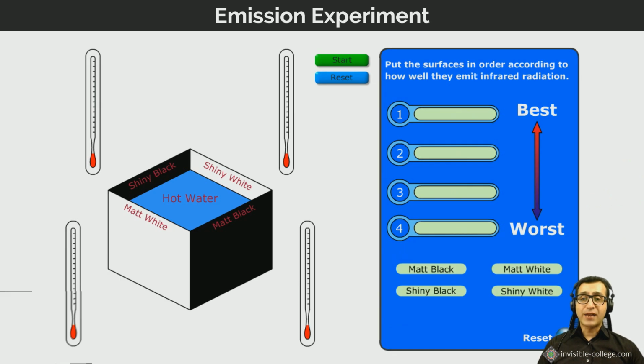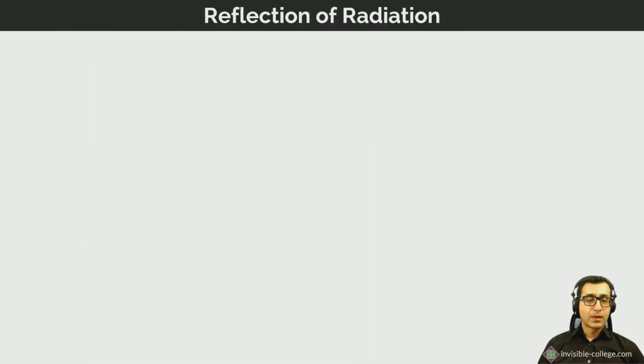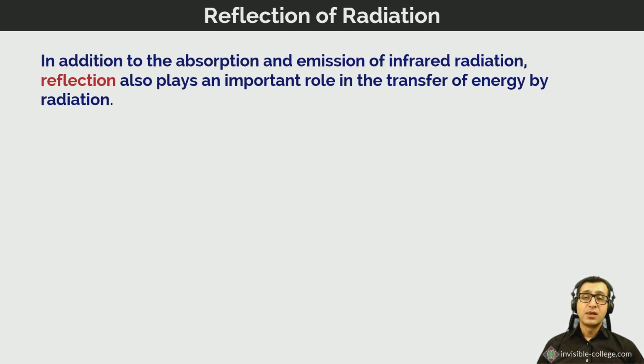Right, so speaking of reflection of radiation, in addition to the absorption and emission of infrared radiation, reflection also plays an important role in the transfer of energy by radiation. Infrared radiation can be reflected by surfaces just the same way that light can, because again, infrared radiation is an electromagnetic wave like light.